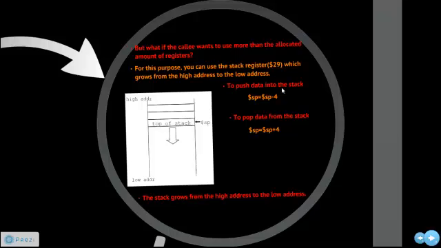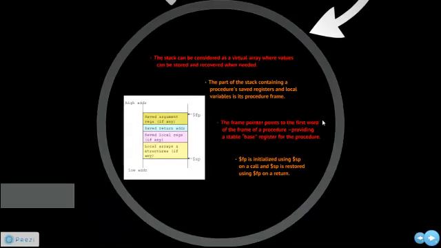To add data into the register, or to push data into the stack, we use this instruction. Also, to remove data from the stack, to pop data from the stack, we use this instruction. The stack grows from the high address to the low address. You will better understand this when we move to the example in this tutorial. The stack can be considered as a virtual array where values can be stored and recovered when needed.